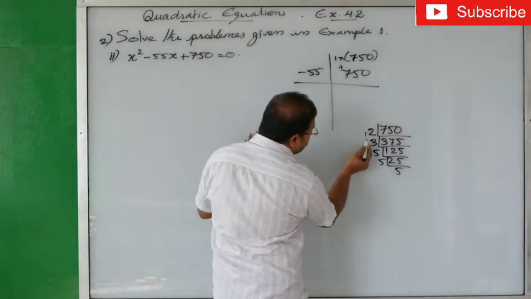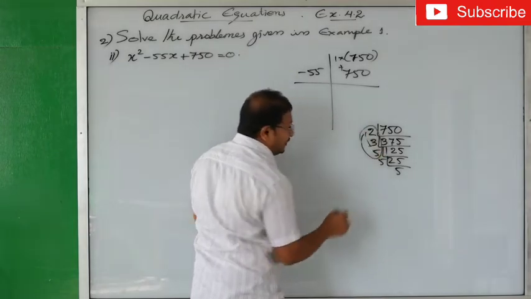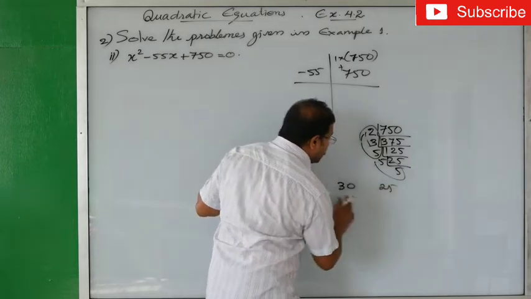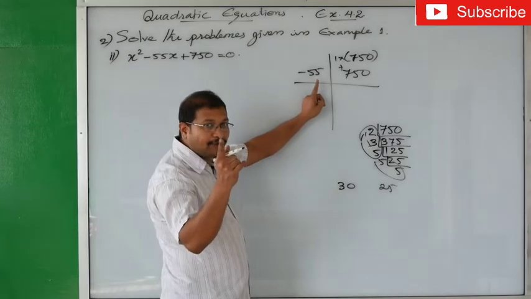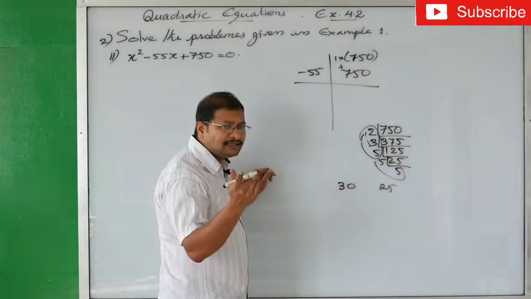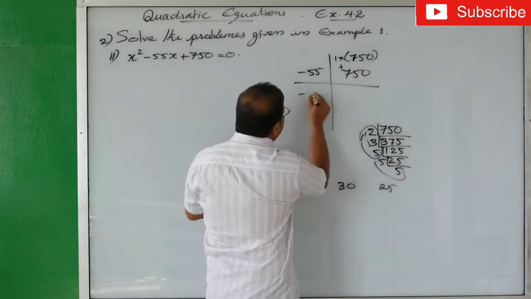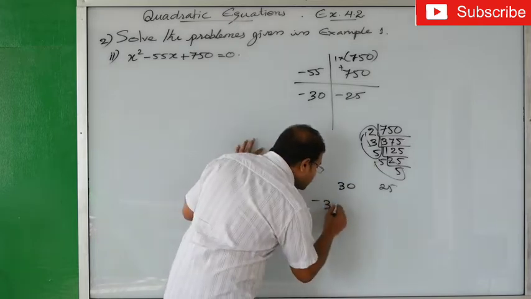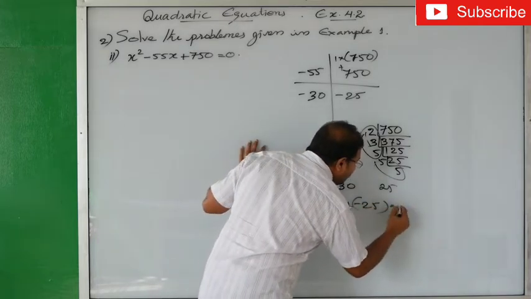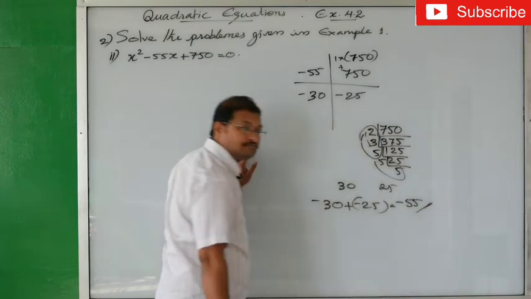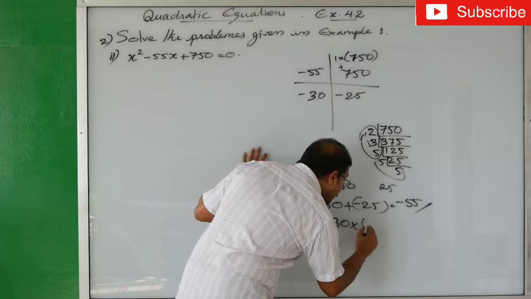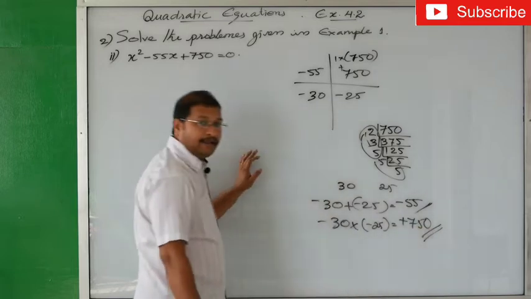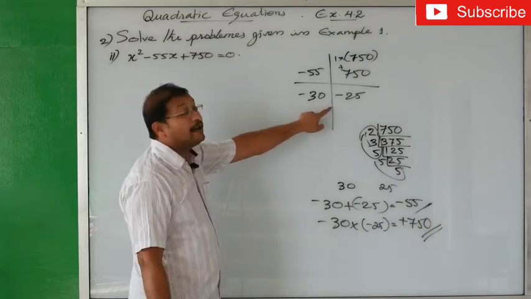Let's see now. 2 3s are 6, 6 5s are 30 and 25. 30 plus 25 is 55. 30 into 25, sure we will get 750, isn't it? So the numbers are minus 30 and minus 25. Ready? Because minus 30 plus minus 25 will get minus 55. Minus 30 into minus 25 will get plus 750. That means the numbers are minus 30 and minus 25.